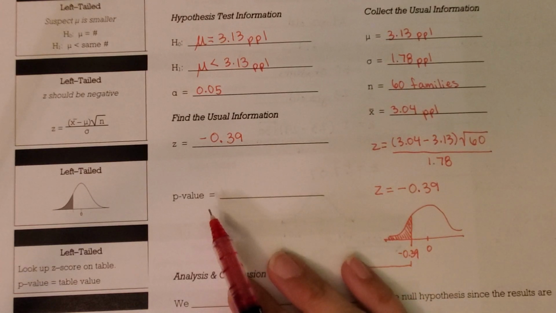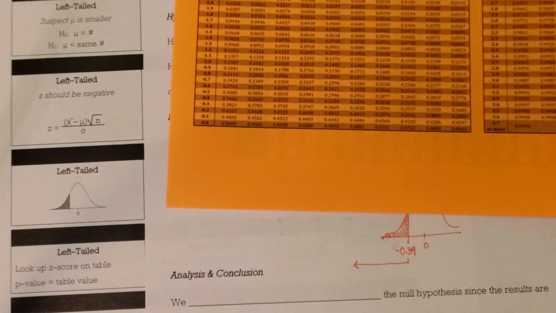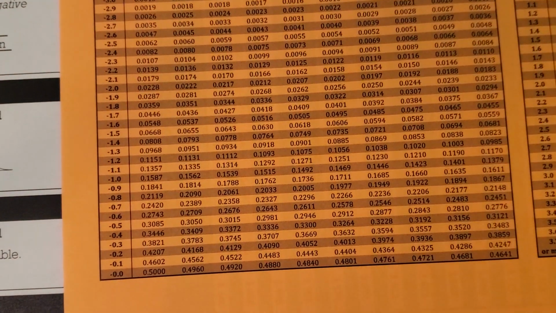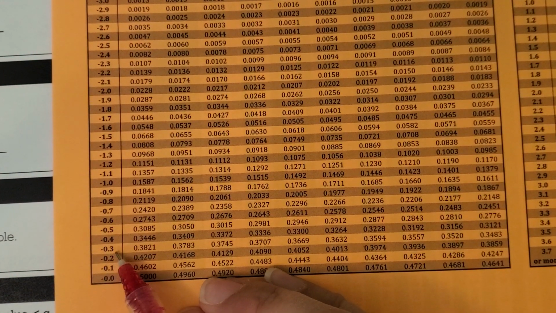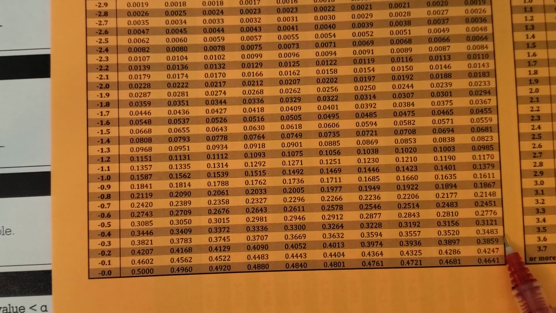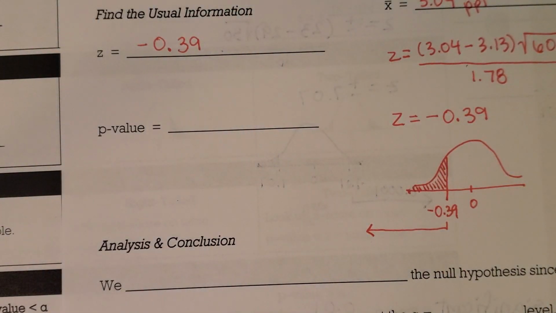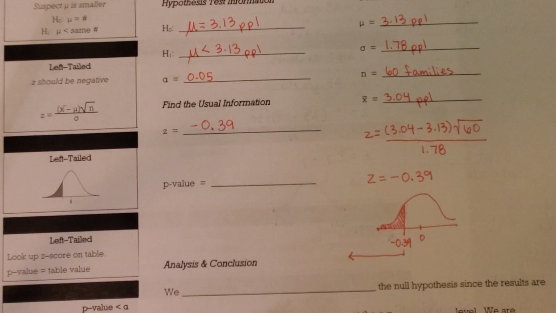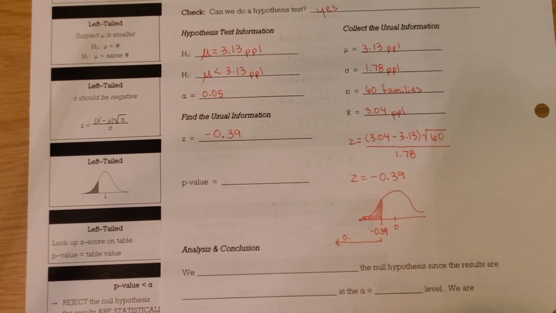Now to get the p-value, we're going to look up our z-score on our standard normal curve table. This one here. So we have a negative 0.39. Let me zoom in a little bit here so we can see better. So we've got a negative 0.3 and then all the way over to 9. So I have 3483. So 0.3483.